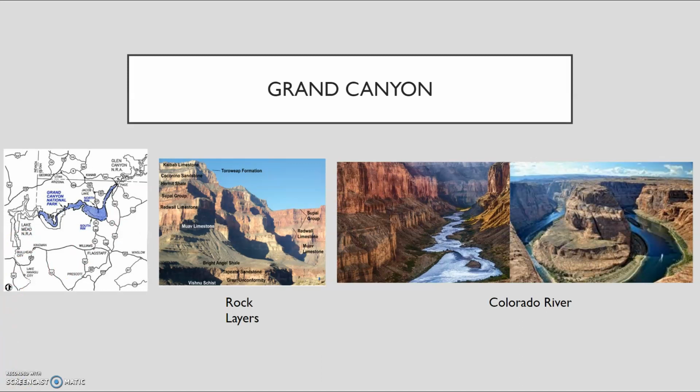Rivers are a constant flow of runoff and always erode. The main cause of erosion that formed the Grand Canyon was water, which is the Colorado River. It carved its way through the Grand Canyon 5 to 6 million years ago.